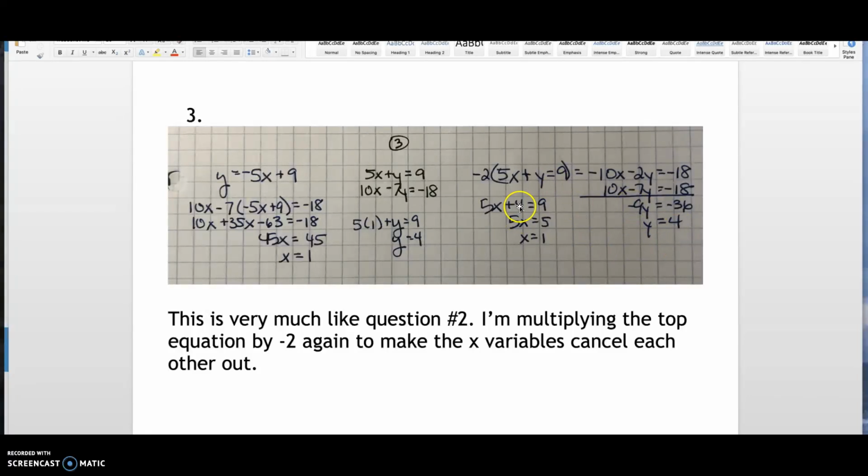I then substituted that value over here. 5x plus 4 equals 9. I would subtract 4, getting 5x equals 5, x equals 1.